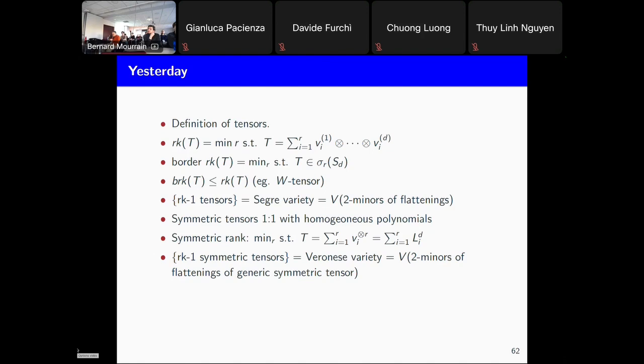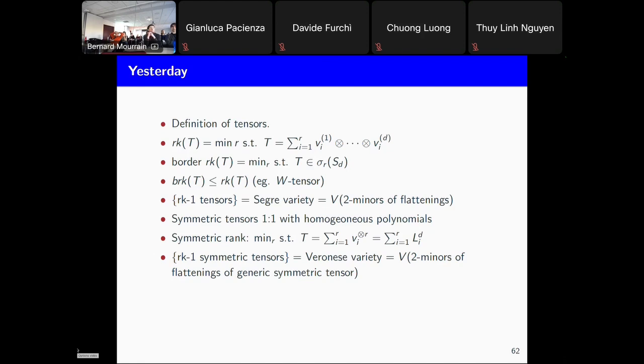In general there are many examples where it is known that they are the same. And then for rank one tensors with the condition of being symmetric, we have the Veronese variety, and the equations of the Veronese variety are the 2 by 2 minors of all the flattenings, but now you start with a symmetric tensor, not just with any tensor. So that's more or less what we have seen yesterday. Are there any questions on what we saw yesterday?